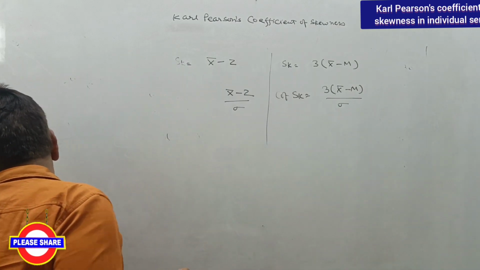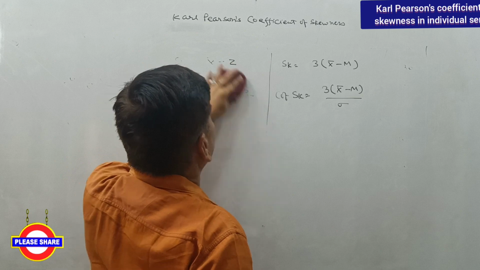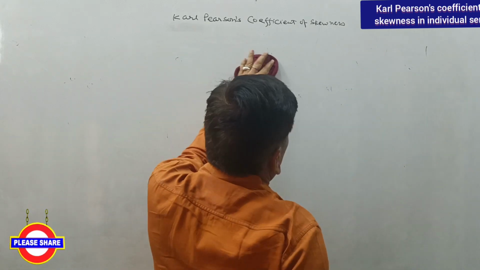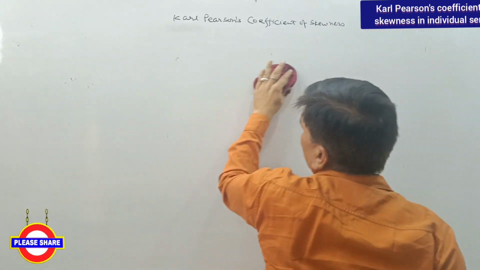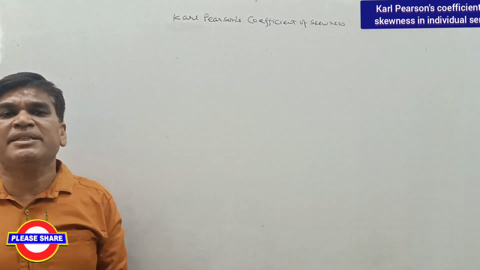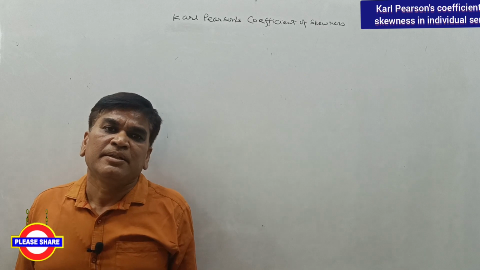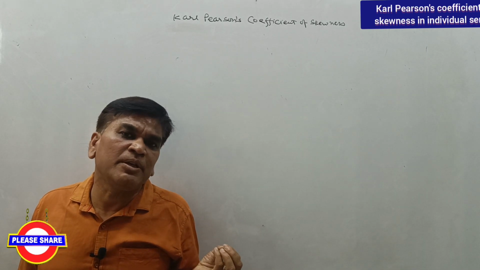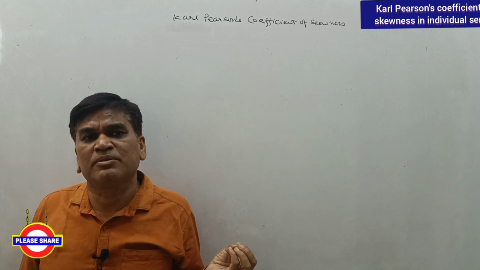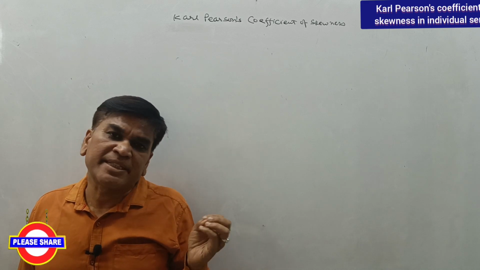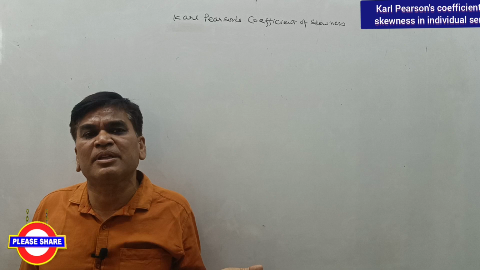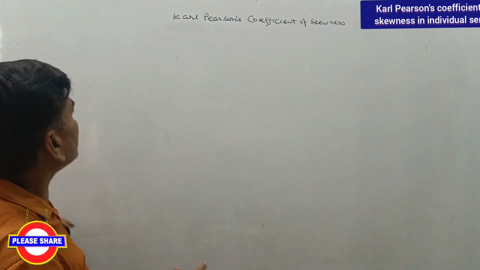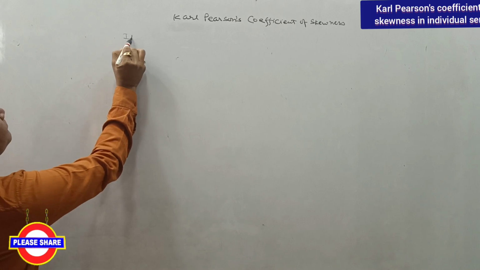So in the first video we will have the problem of discrete series, and then we will discuss, firstly, individual series. In individual series, not in discrete series, the mode value cannot be calculated. In discrete series there is a frequency, so the mode can be calculated, but in individual series it cannot.